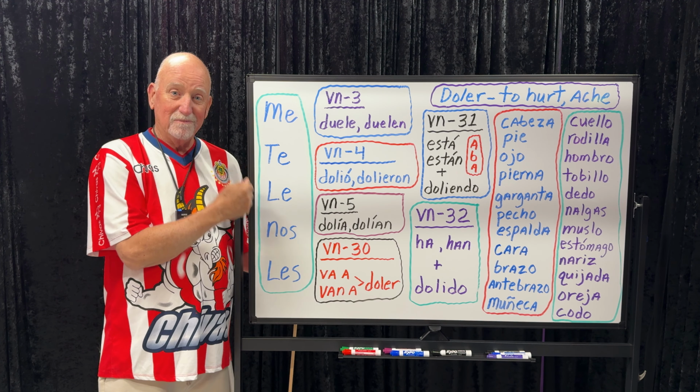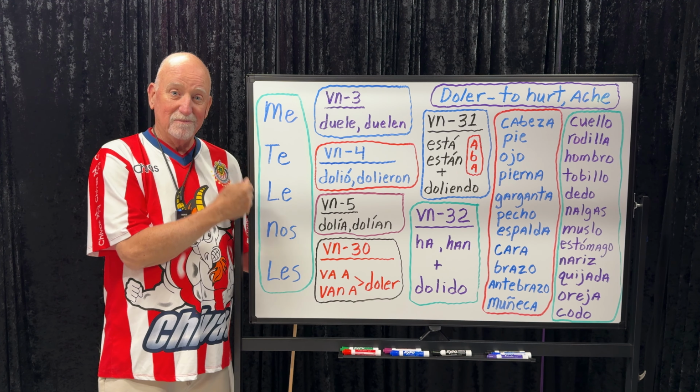So let's take a look at our clusters. Cabeza is head, pie is foot. Now it's el pie. The plural would be los pies. Ojo is el ojo, eye. Plural would be los ojos. Pierna is leg, so the plural las piernas. Garganta, throat. That's going to stay singular. Pecho, el pecho, chest. That's going to stay singular. La espalda, back. La cara, face.